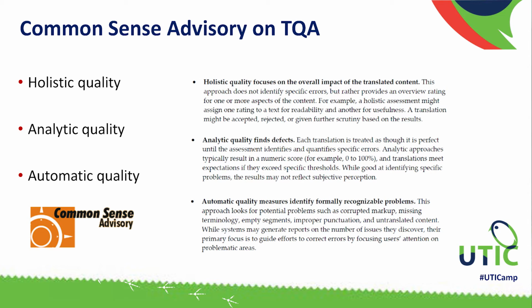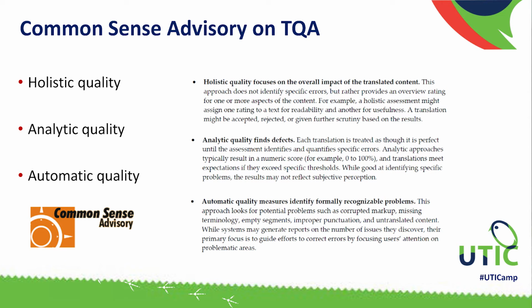And the final approach is automatic quality. This is really a method for finding things such as you forgot to put a full stop at the end of a sentence when there was a full stop at the end of the source sentence. So it's very easy to have an automatic check that can find a problem like that and report it.